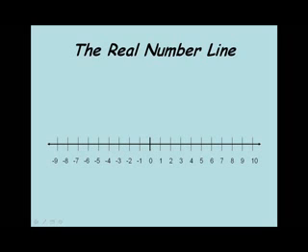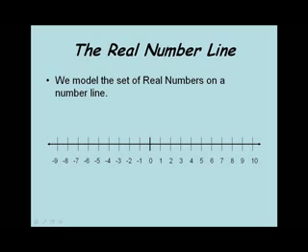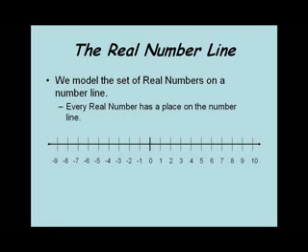Now let's take a look at the real number line. You're accustomed to seeing this in this form. We model the entire set of real numbers on this line. And every real number has a place on the number line. You can look at it as sort of an address.